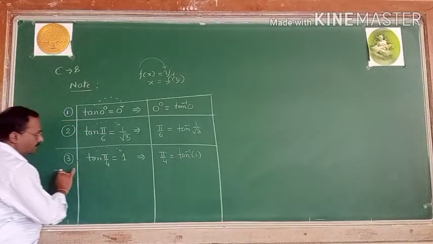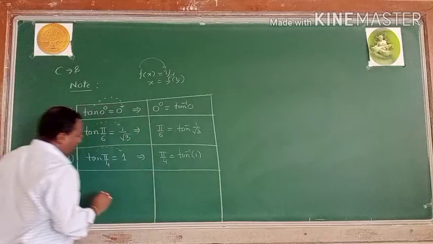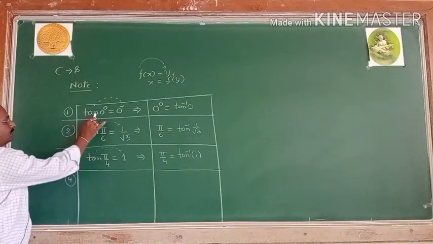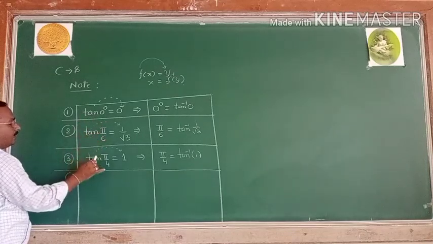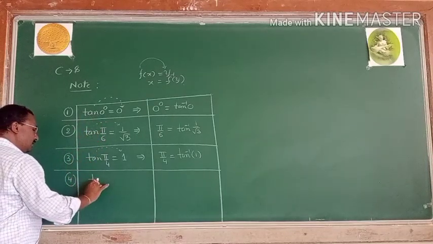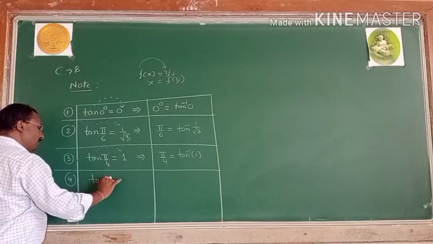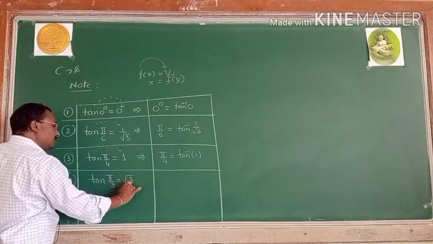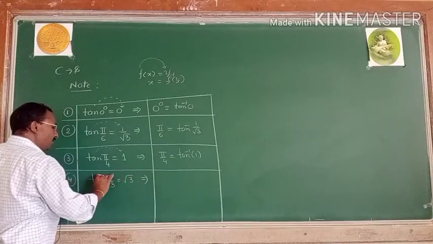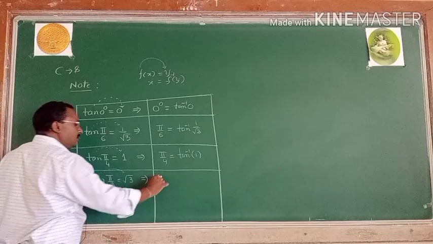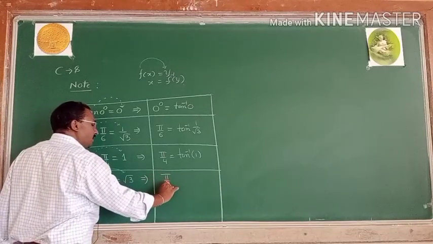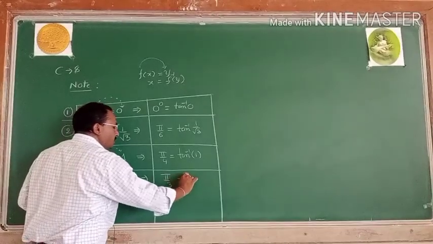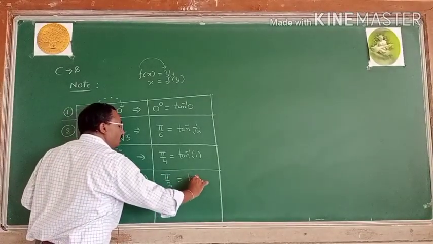Next, that is tan. Here tan 0 degree, tan 30 degree, tan 45 degree, tan 60 degree, which is pi by 3, is equal to root 3. This can be expressed in the form of, taking it to the right side, pi by 3 becomes tan inverse of root 3.